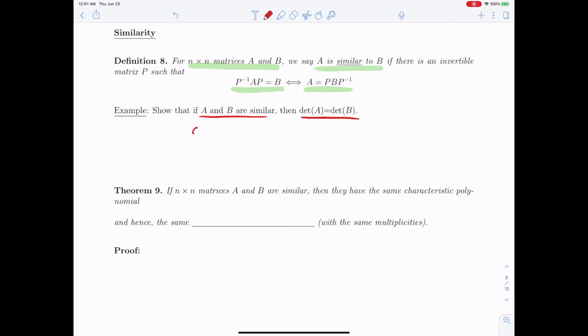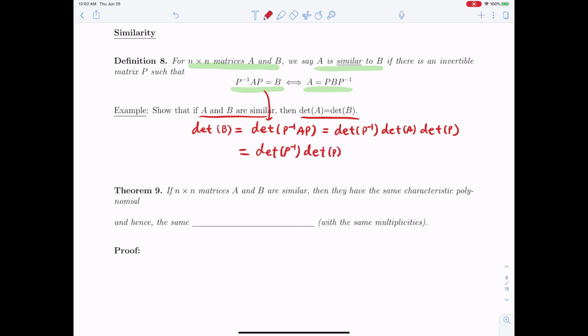And this is because the determinant of B should equal, well, we have B equals P inverse AP. So you can write this as the determinant of P inverse A times P. But you can separate the multiplication by the determinant. So it's determinant of P inverse times determinant of A times the determinant of P. If you rearrange the multiplication, then you get the determinant of P inverse times P, which is an identity matrix, times the determinant of A. But we know that the determinant of the identity matrix is 1, so we get the determinant of A.